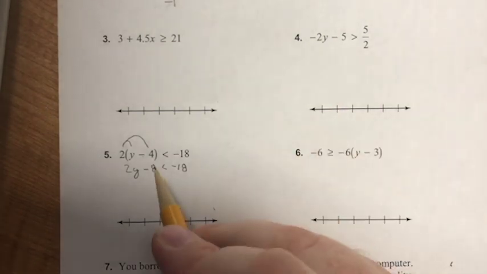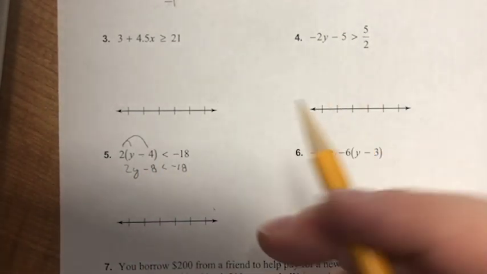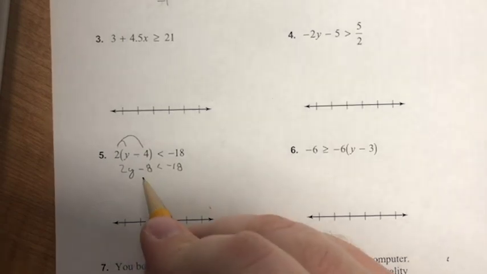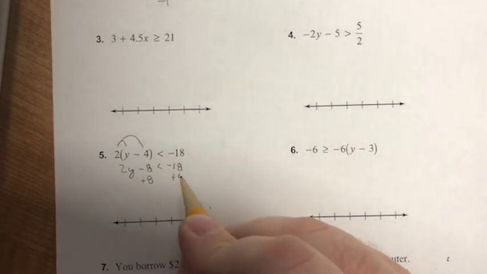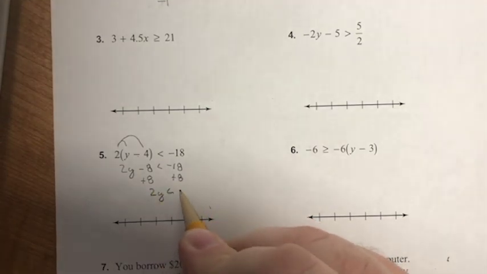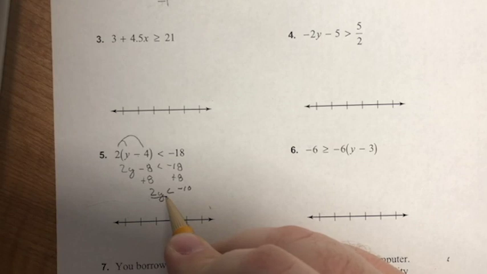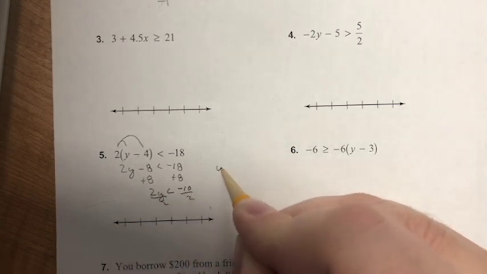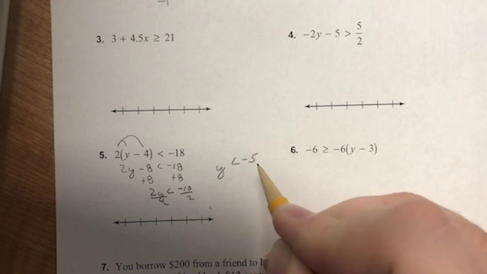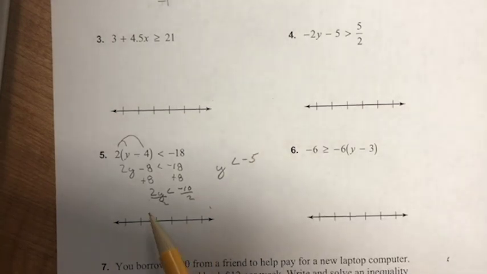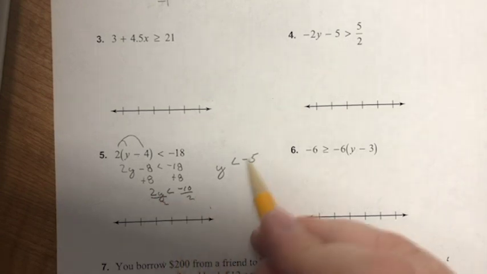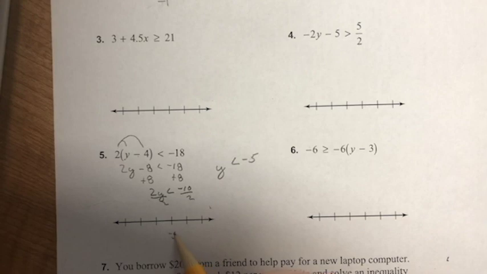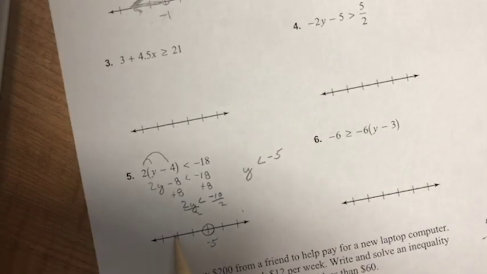All right, now, since we've simplified that side, let's use SADMAP. I can get rid of this minus 8 by adding 8 on both sides. I now have 2y is less than a negative 10. And now I'm going to divide by 2 on both sides. When I do, I get y is less than negative 5. And since I divided by a positive 2, I didn't have to flip my symbol. So let's plug this in. I have negative 5 here. Since it doesn't have an equals to, it's going to be an open circle. And y is less than that, so that means it will be to the left.